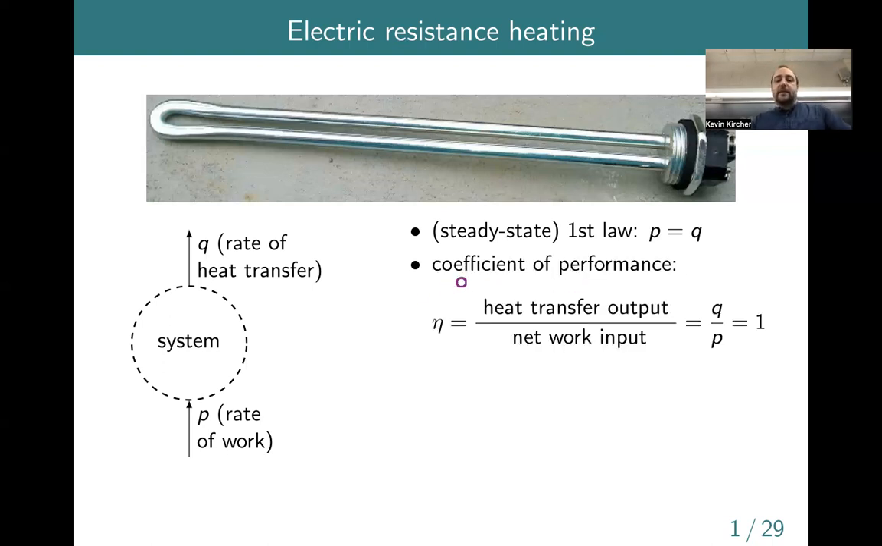Okay, and then we can define what you could call an efficiency or a coefficient of performance for this thing, which is basically just the heat transfer output divided by the work input, which here is electrical work. So it's just the Q, the output, divided by P, the input. And as long as the thing is operating in steady state, that's equal to 1. So it has 100% efficiency, basically.